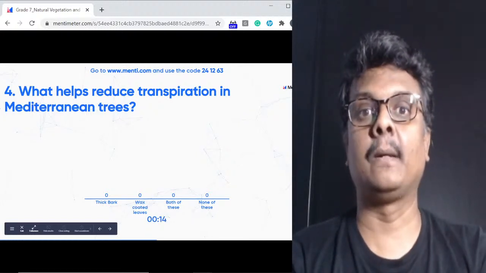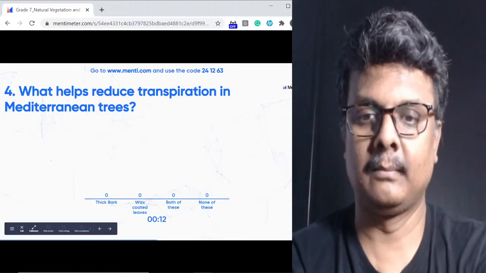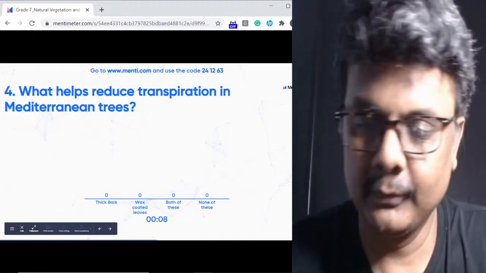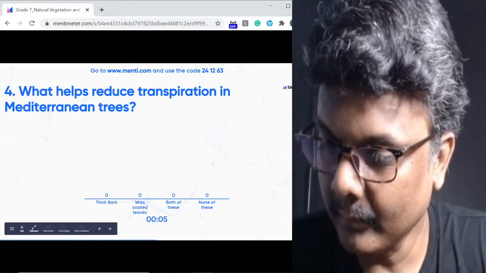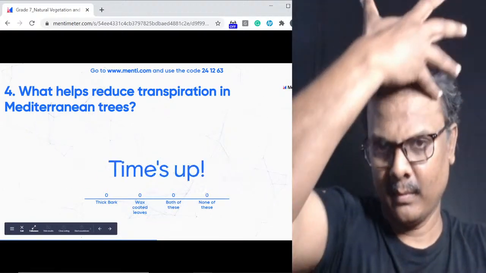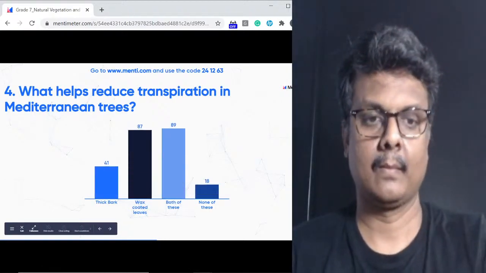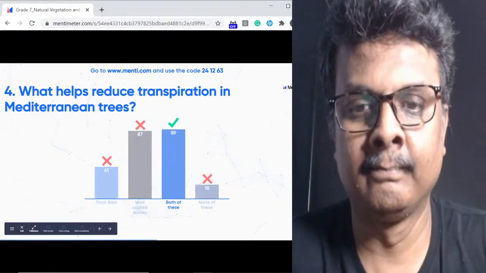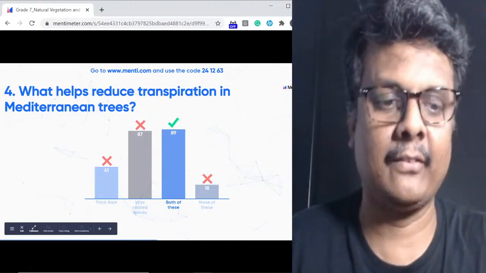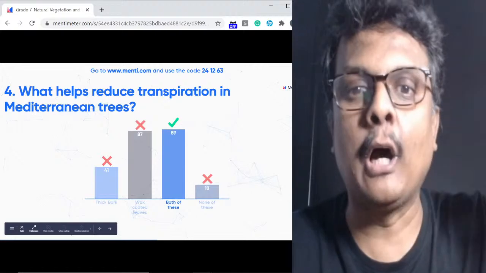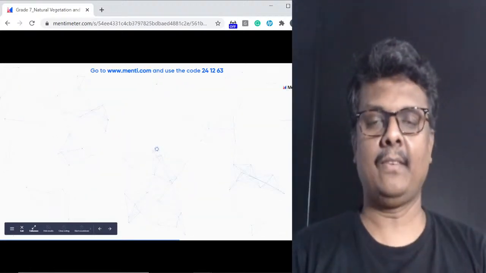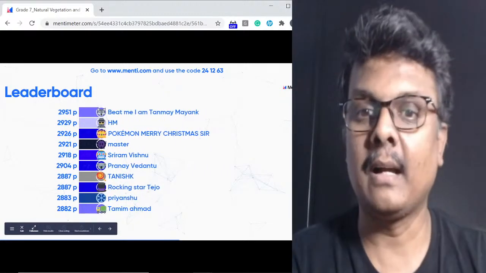Reduce transpiration. Both of them, guys. The bark was thick, and the leaves were coated with wax. This helps stop the heat from penetrating. Yes. 4 questions are done.